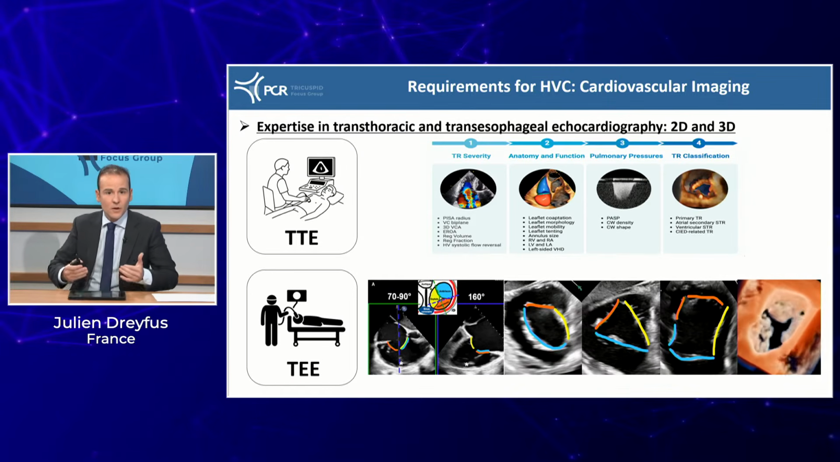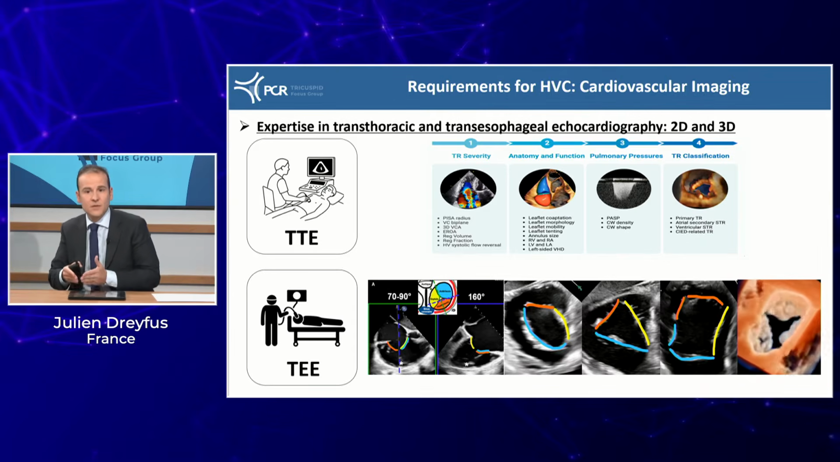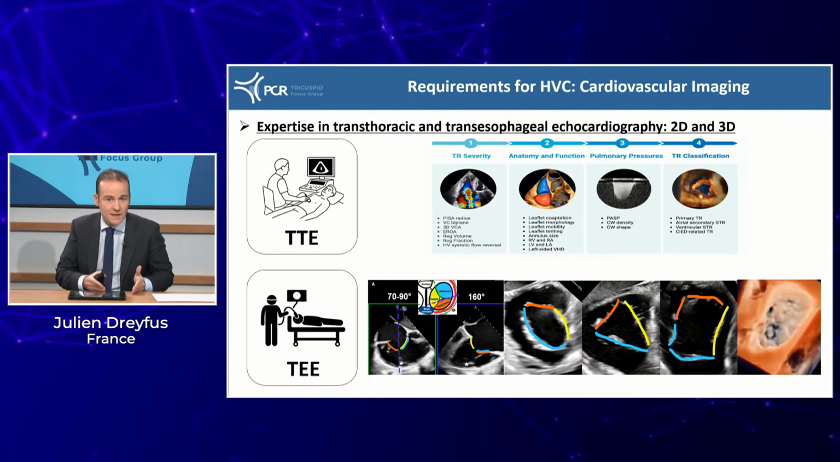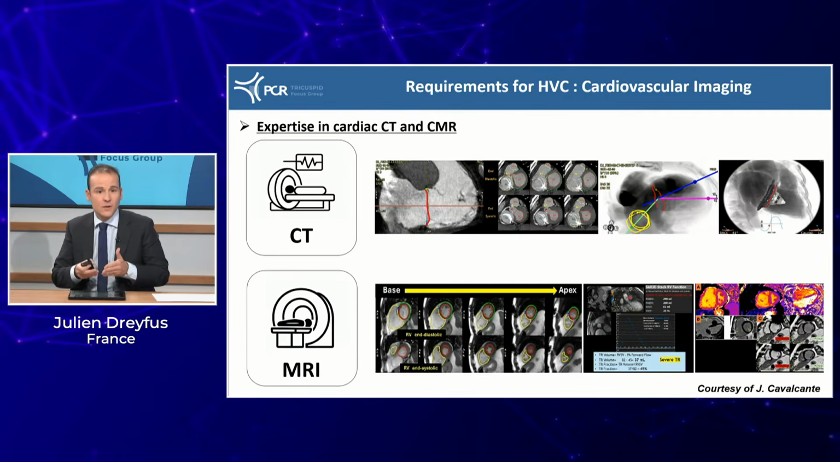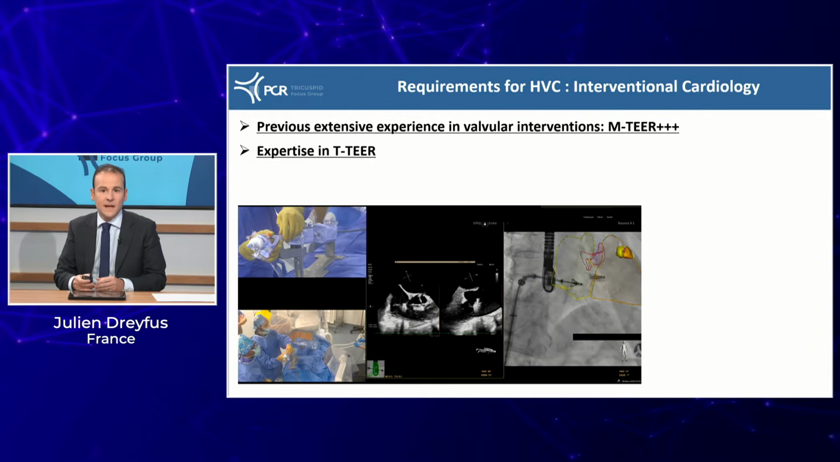So if we now go back to the requirements of each heart valve center dedicated to tricuspid valve intervention. First point, cardiovascular imaging. You need expertise in transthoracic and transesophageal echo, both in 2D and 3D. You also need expertise in cardiac CT and CMR. You need expertise in interventional echocardiography with a dedicated trained team to guide complex valvular interventions and, if possible, to have 3D ICE available on site.